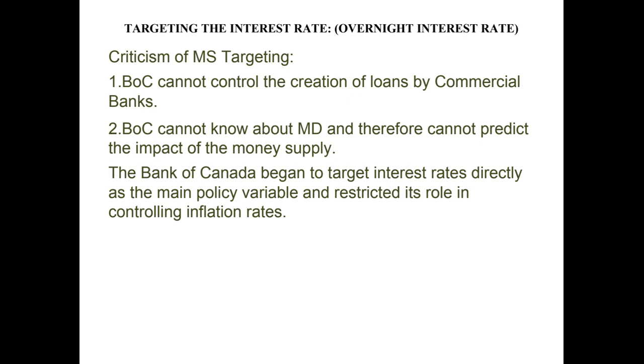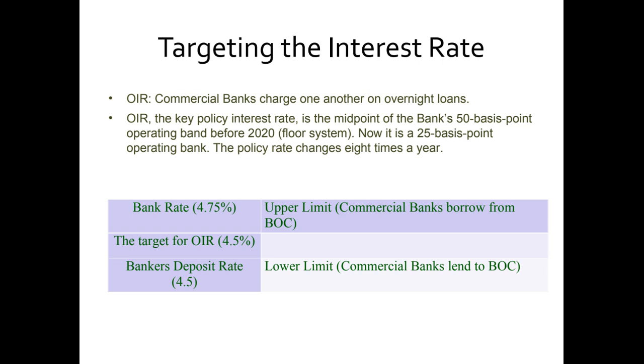The Bank of Canada consequently began to target the interest rate directly as the main policy variable and restricted its role to controlling inflation rates. So the primary purpose of the Bank of Canada is to control inflation by targeting interest rates. How is this going to be achieved? Let's take this example. First, you have to understand what the overnight interest rate is, and in short, I write OIR. OIR means overnight interest rate.